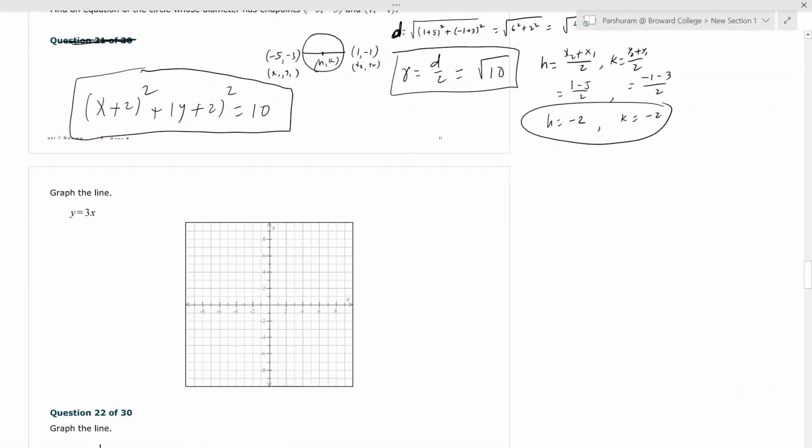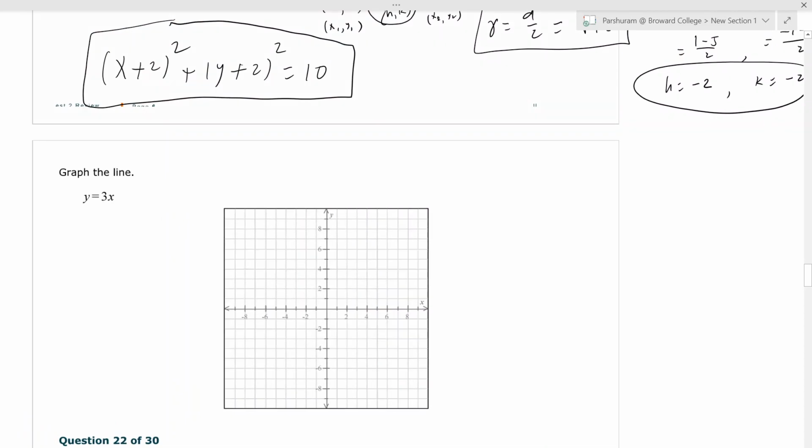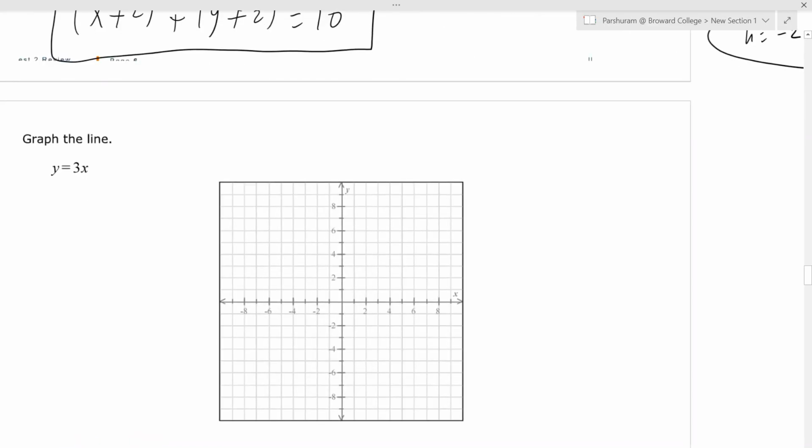Graph the line y equals 3x. To plot the graph of any line, you just need 2 points. So you can find the 2 points, plot those 2 points in the graph, and just join them. I'm going to just choose x equal to 0. That gives me y equals 0. That's the 1 point. (0, 0) is my 1 point. I can choose any value of x, but to find the value of y, I have to substitute that value of x in the given equation.